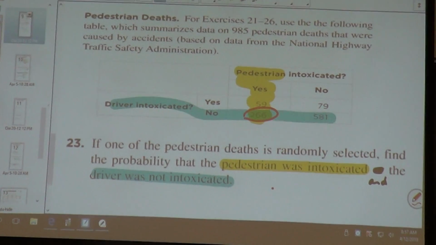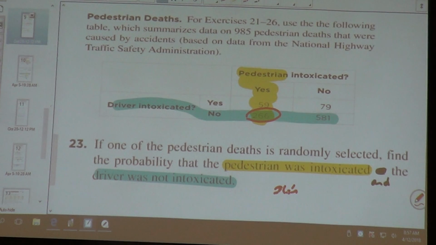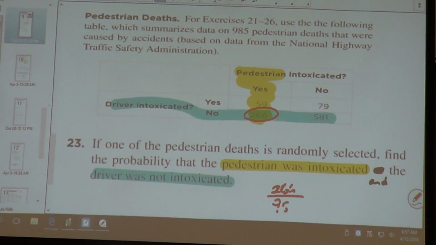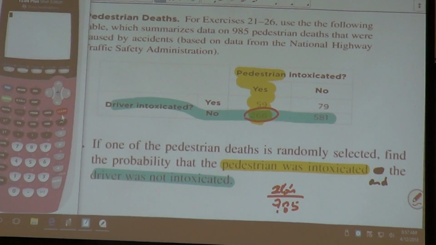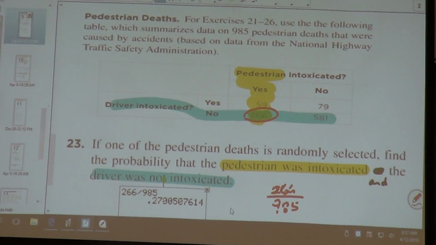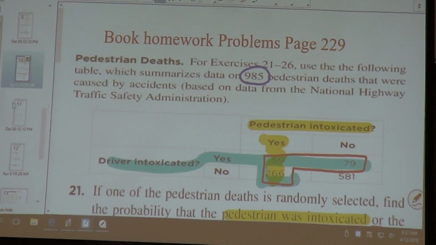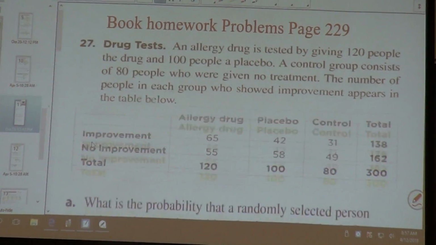So this one's gonna be 260 over 985, so let me do it with my calculator. 266 over 985. 27%. Good? Yep. All right, this is just explaining what we just did.